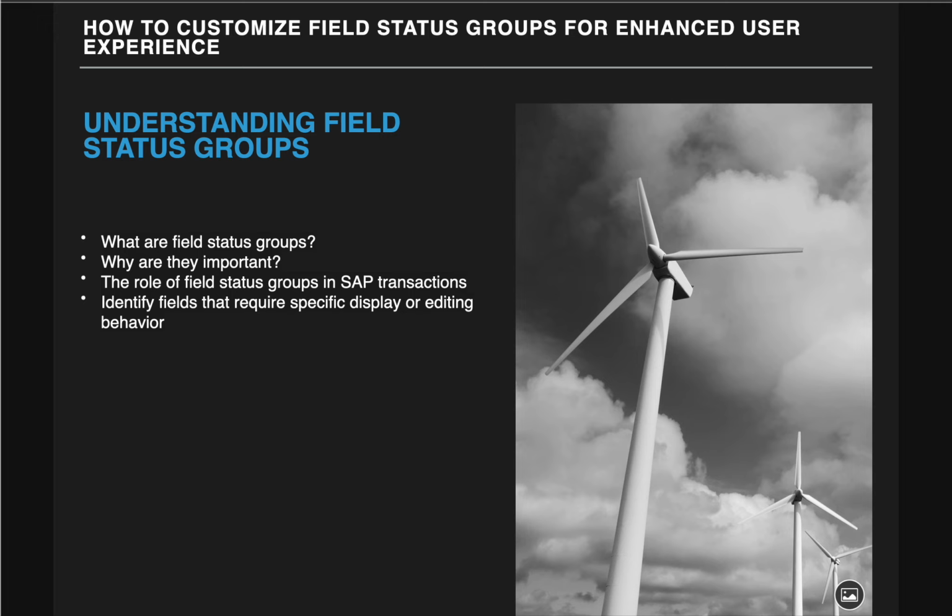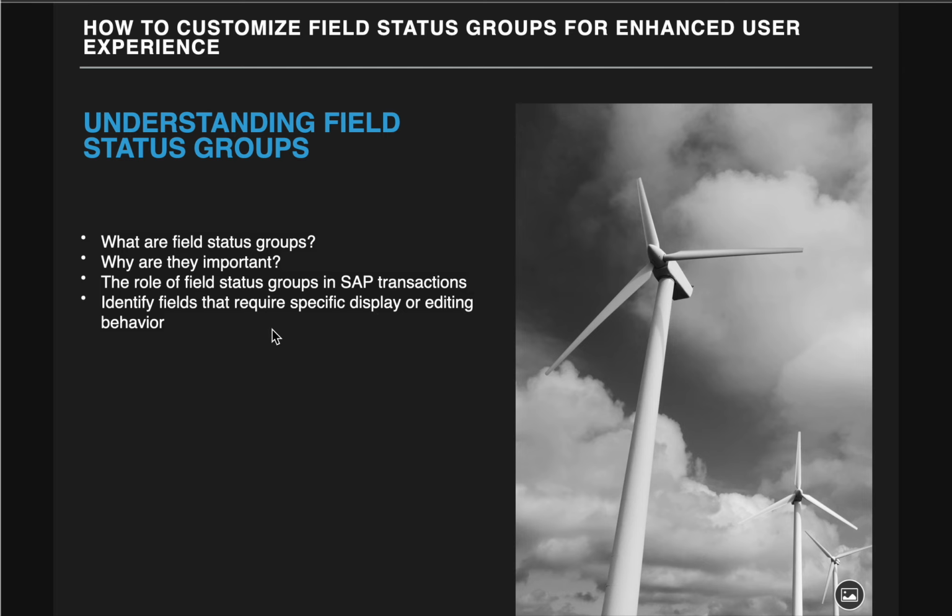So today I'm coming with a new topic, which is how to customize field status groups for enhanced user experience. What are field status groups in the SAP system? These are the takeaways. What are field status groups? Why are they important? The role of field status group in SAP transactions, identifying fields that require specific display or editing behavior.